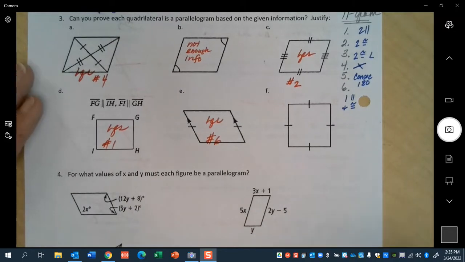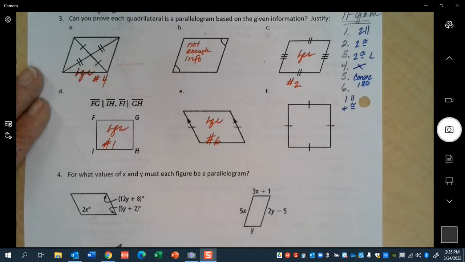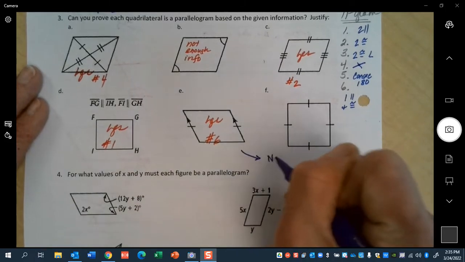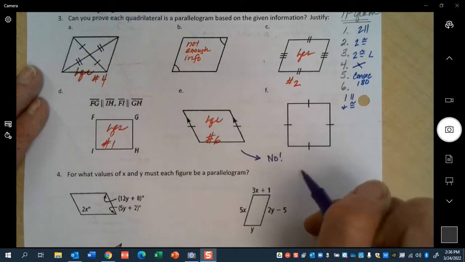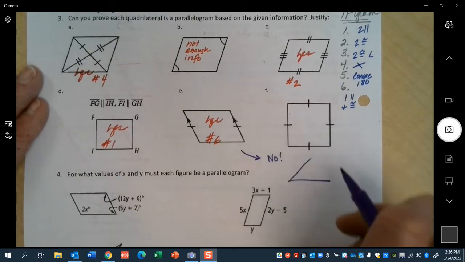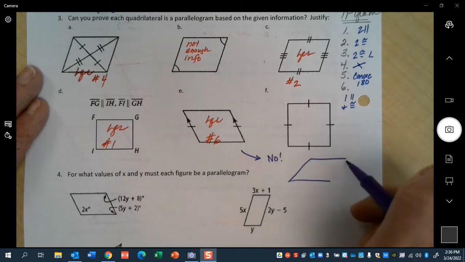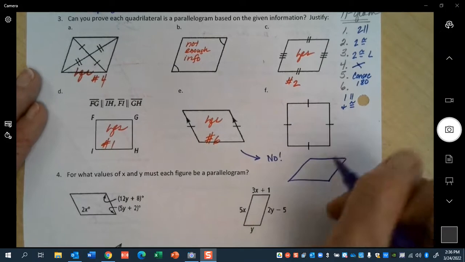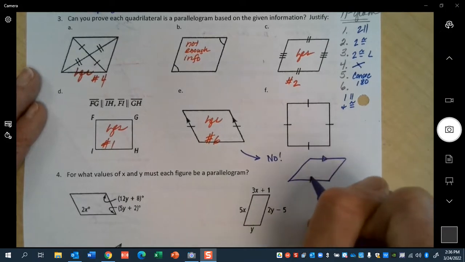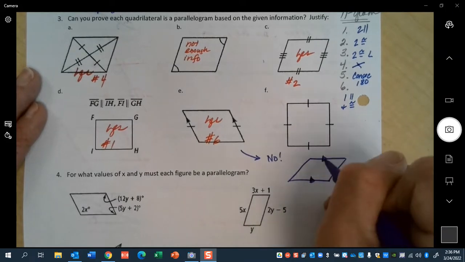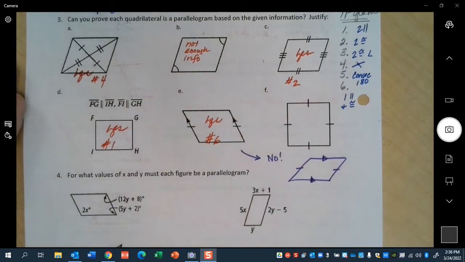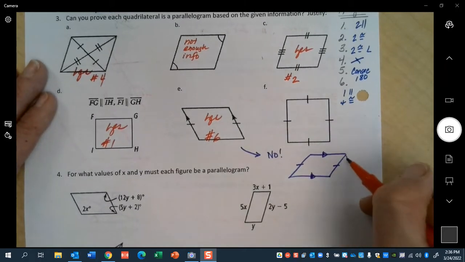Now here's what I want you to do. I want you to have in your notes what is not going to be an example. Draw yourself a parallelogram. Give yourself one set of parallel lines and make the other set congruent. Here's why this is a no-no.